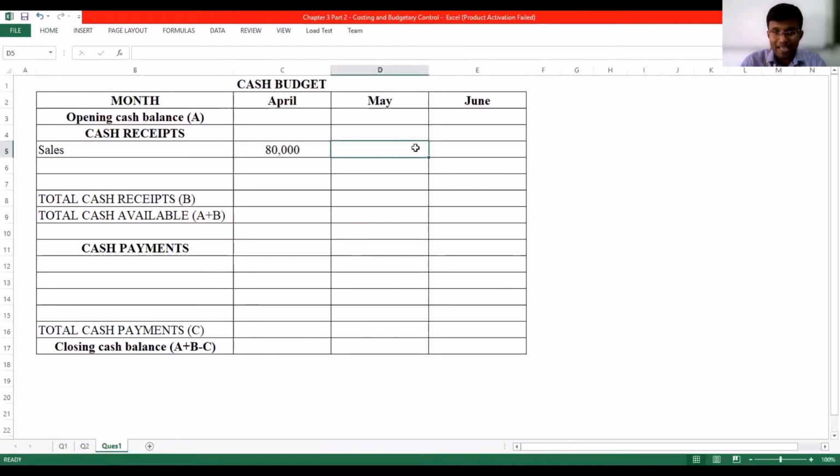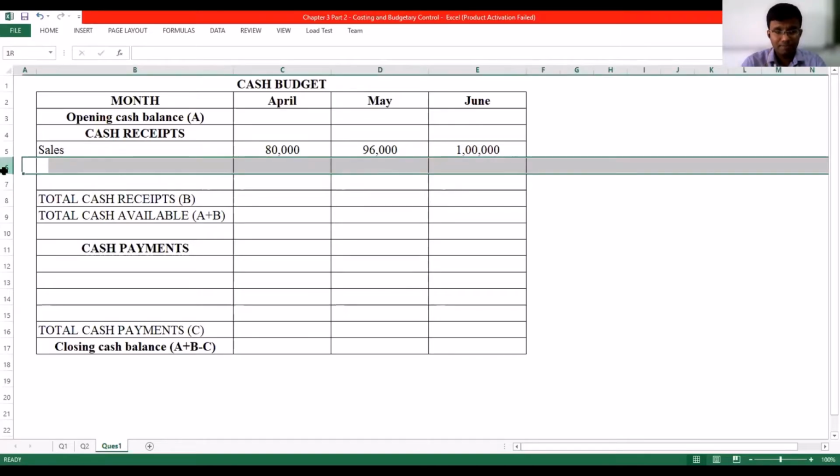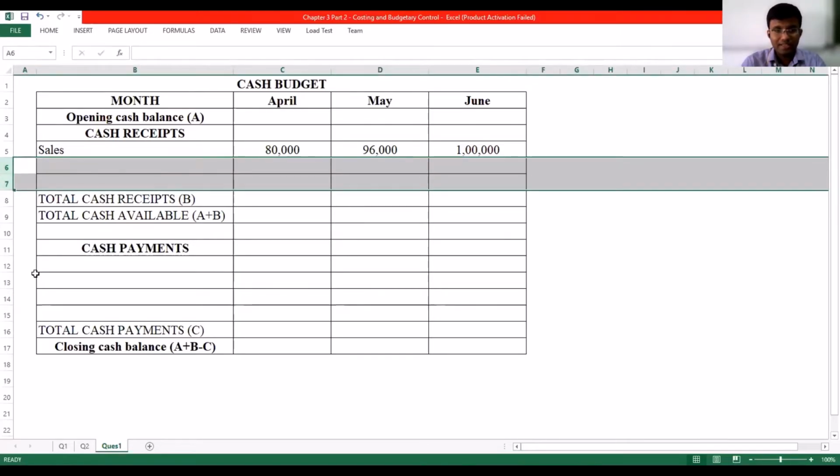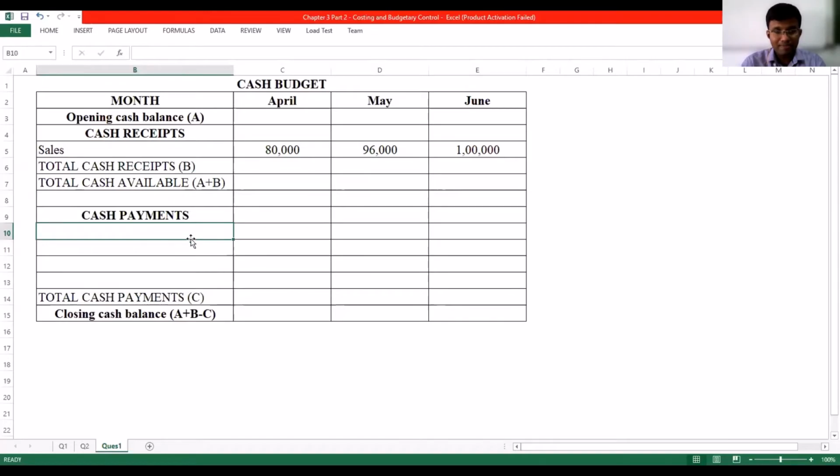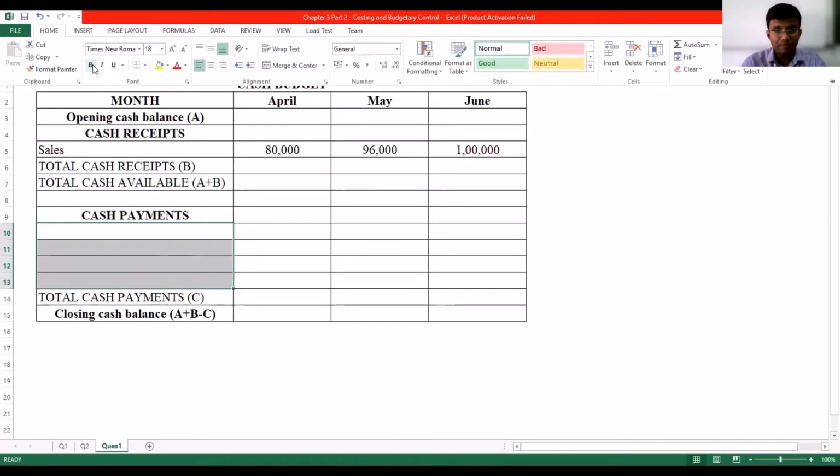In the month of May, your customer is settling the sale for the month of April. So April sale is how much? That is 96,000. In June, he will be settling the payment for May, which is 1 lakh. Okay, so that has been completed. Now let's look at the payments next. What are the payments that we have? The payments that we have here are purchases.